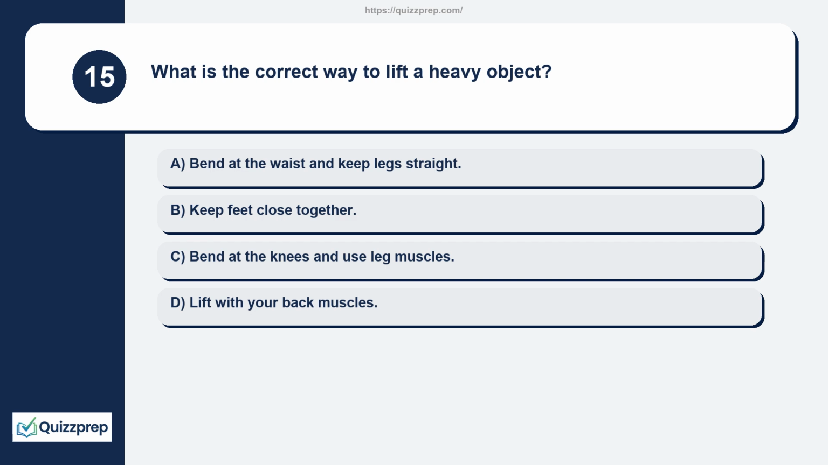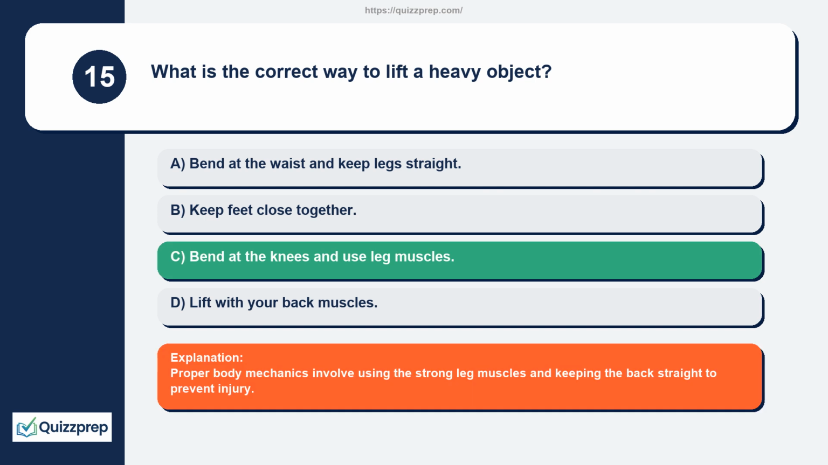Question 15. What is the correct way to lift a heavy object? Bend at the waist and keep legs straight. Keep feet close together. Bend at the knees and use leg muscles. Lift with your back muscles. Proper body mechanics involve using the strong leg muscles and keeping the back straight to prevent injury.